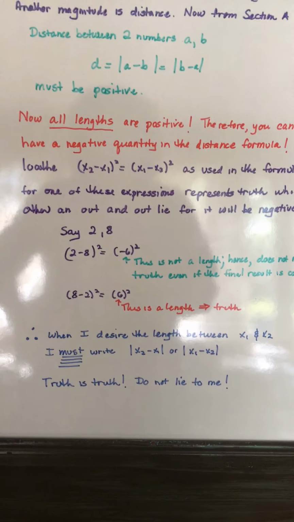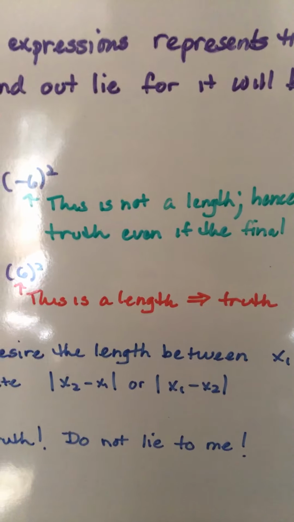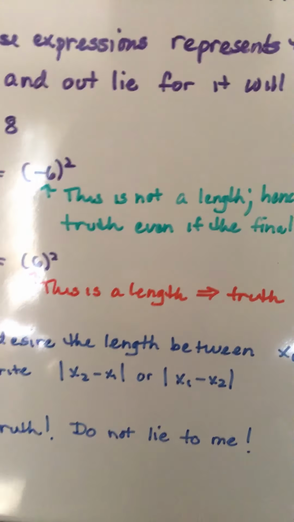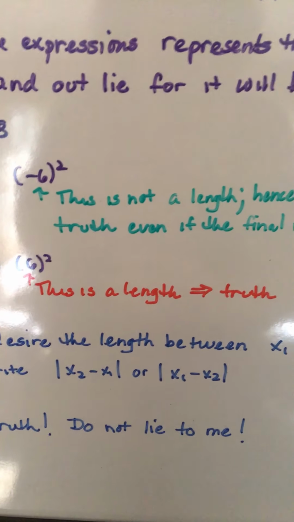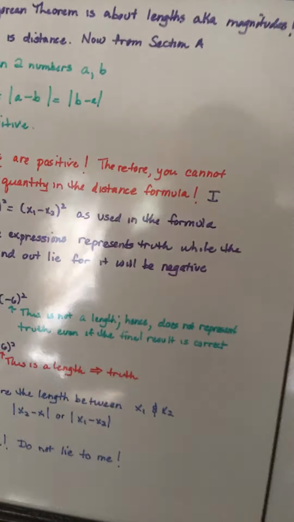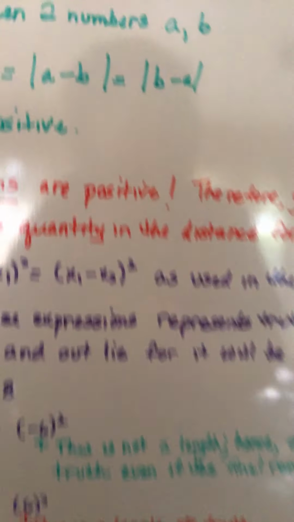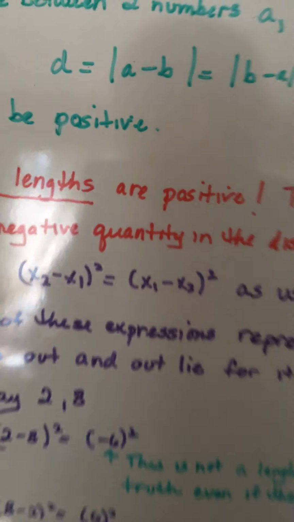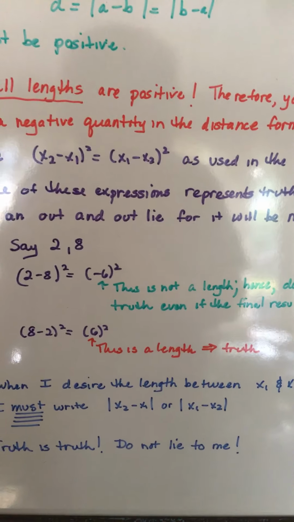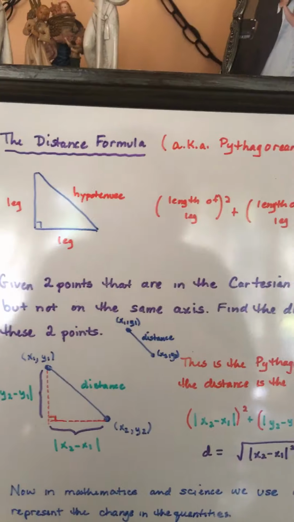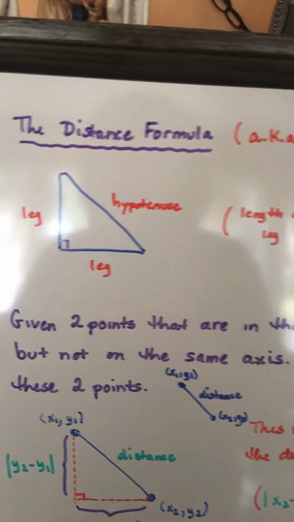Therefore, when I desire the length between x1 and x2, I must write it as an absolute value. So you realize that this is truth, and truth is truth. Do not lie to me. Now, you will find we will go with the parenthesis notation, since that is what has been adopted as standard in math, but I needed you to understand truth. Now, let's see the true distance formula, known as the Pythagorean theorem.